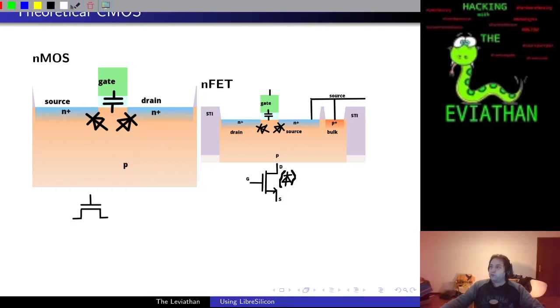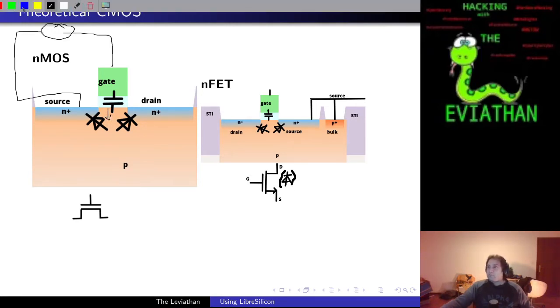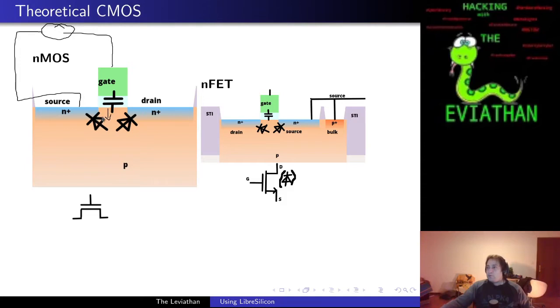So if you put a voltage between the gate and the source, what happens is that you basically have an electric field charging the capacitor, pushing electrons into the p-doped material, and due to recombination, you start opening a channel.